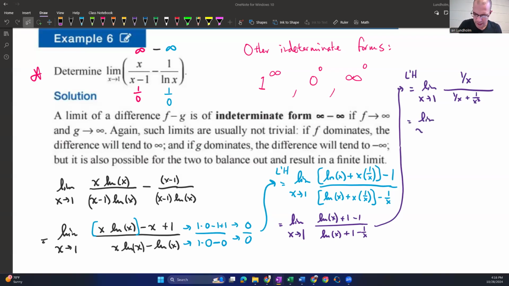So I'm going to write this again just so that we're clear. 1 over x on top. And then I'm going to factor out a 1 over x and get 1 minus 1 over x on bottom. Then we can cancel out the top and the bottom so that we're just left with limit as x goes to 1 of 1 over 1 minus 1 over x.